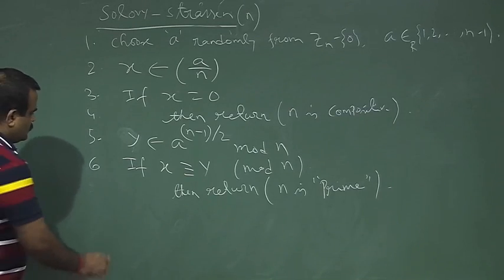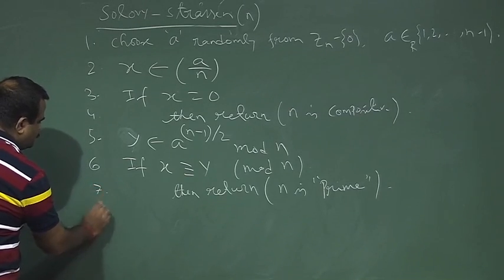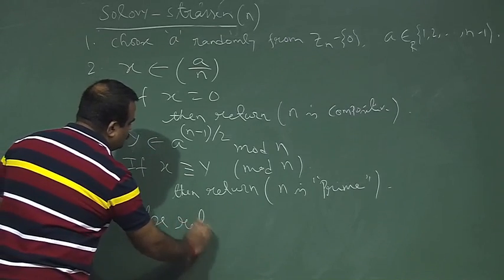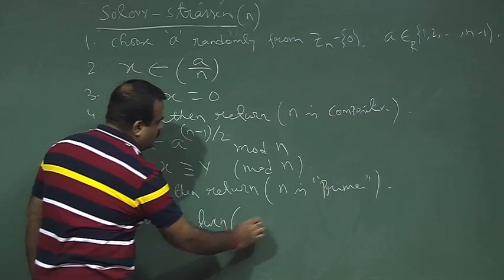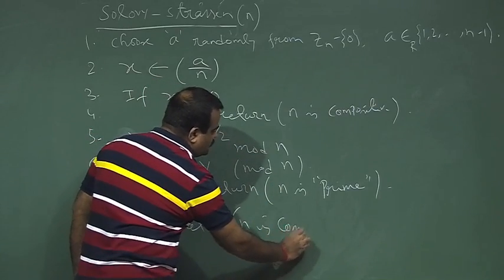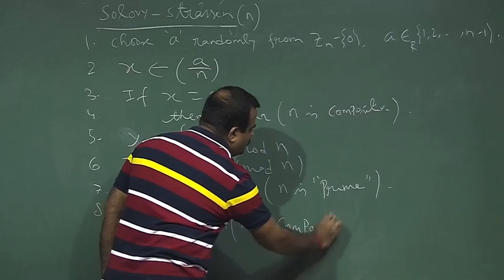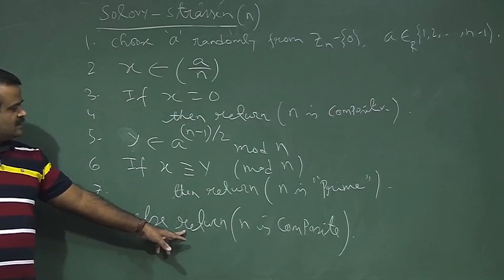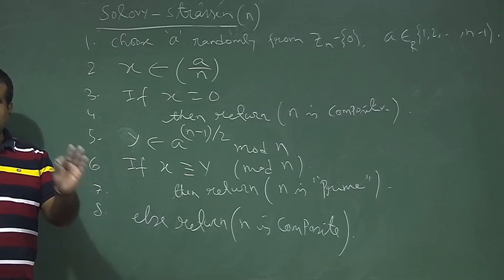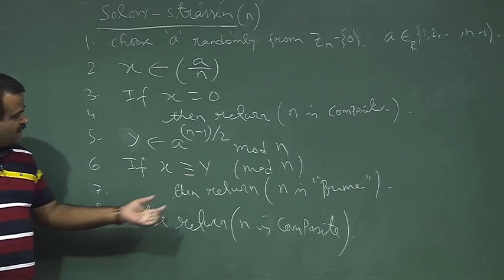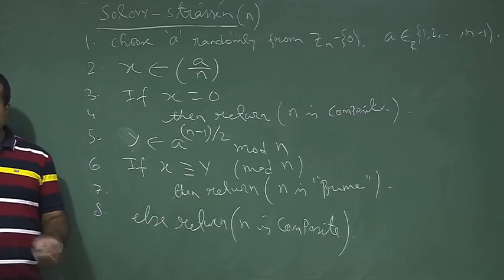Else we return n is a composite number. If it is telling us it is composite, that is perfectly all right, no pseudo composite, but if it is telling us it is a prime, then it is a pseudo prime.